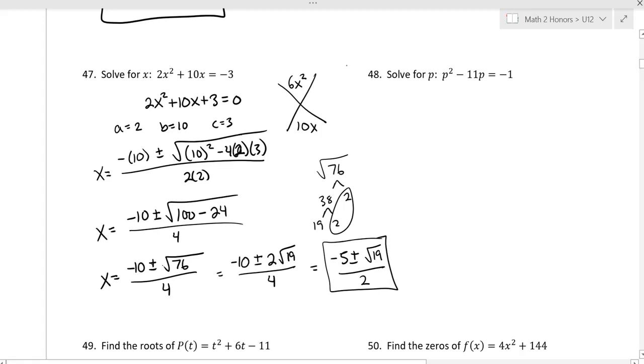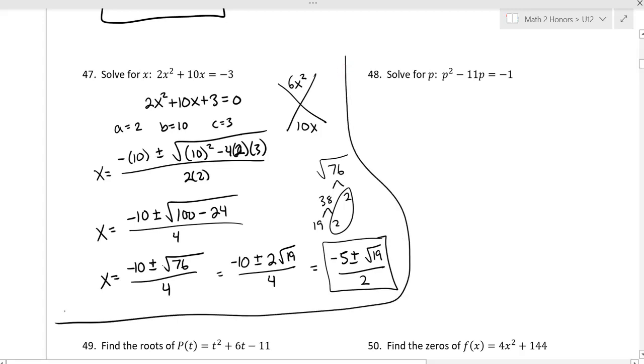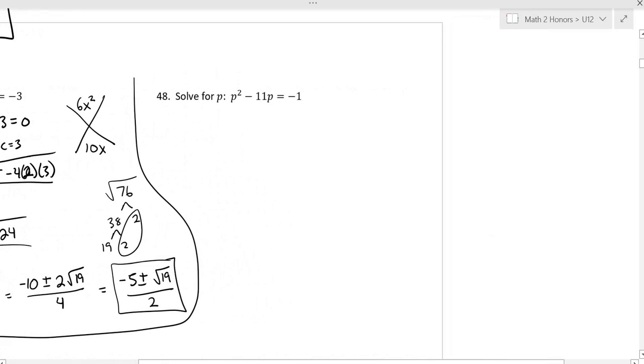Okay, number 48. I'm going to set this equal to 0 first by adding 1 to both sides of the equation. I'm going to check if it factors, and quickly see that it doesn't. I'm going to use the quadratic formula again. So a is 1, b is negative 11, c is 1.